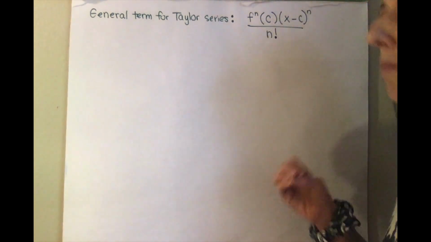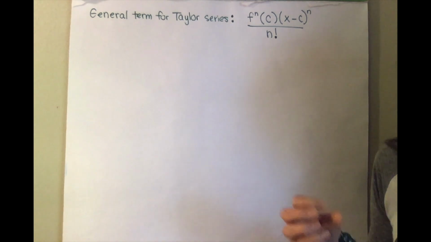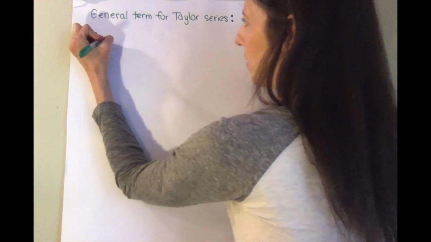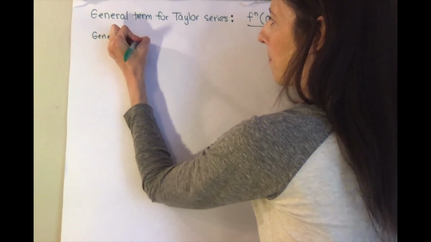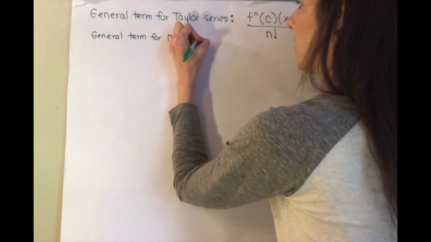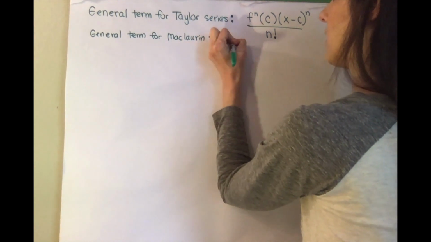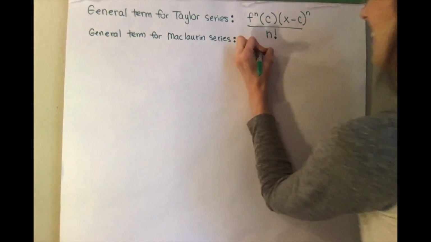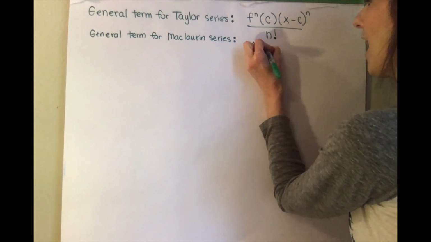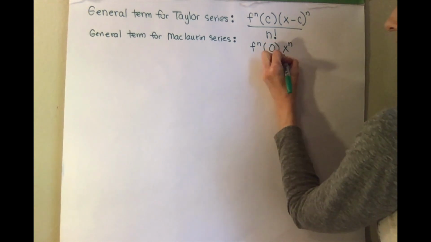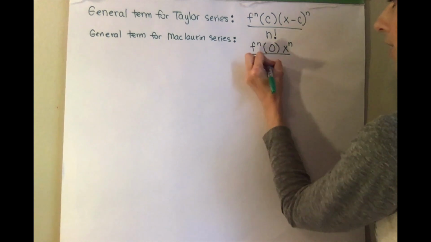Okay, as you know, a Maclaurin series is a Taylor series centered at x equals 0. So I want you to now go ahead and write down the general term for Maclaurin series. Okay, it's the nth derivative of f evaluated at the center, which is 0, x minus the center, which is just x minus 0, so it's x to the n power over n factorial.